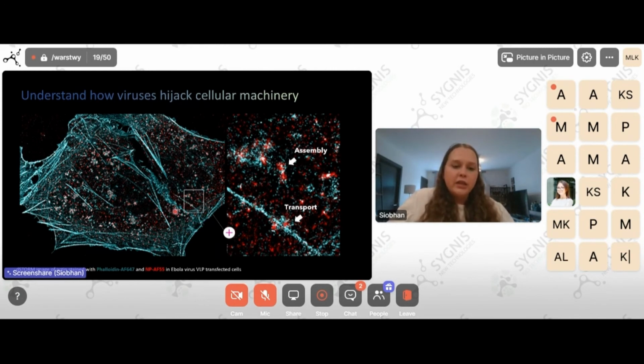But the nice thing is, because we do have live cell single particle tracking capabilities as well, we could actually do this in a live situation where we look at the live transport mechanisms of viruses. So it does open up a lot of avenues within viral research.